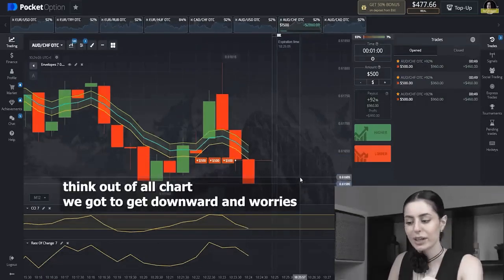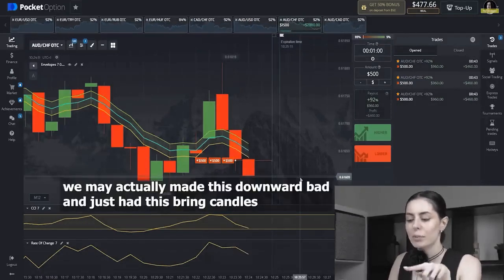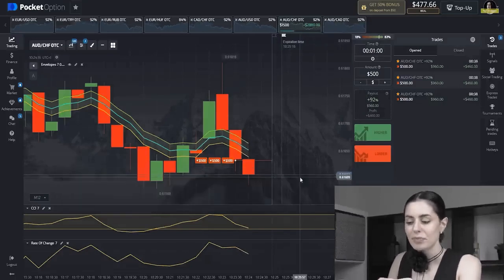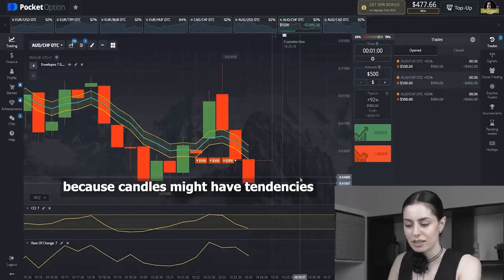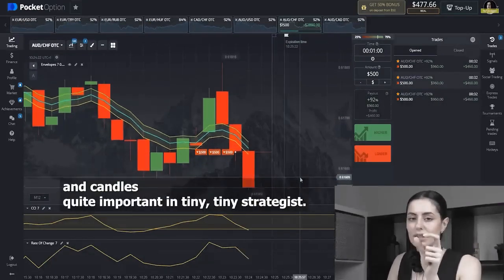And here is just the situation where we actually follow the indicator signs, because I do think that out of the whole chart, we've got to get downward. And of course, guys, even if it was 1 minute, 2 minutes ago, we may actually have made this downward bet and just had these green candles. Because candles are not tendencies, and candles are quite important in tiny strategies.